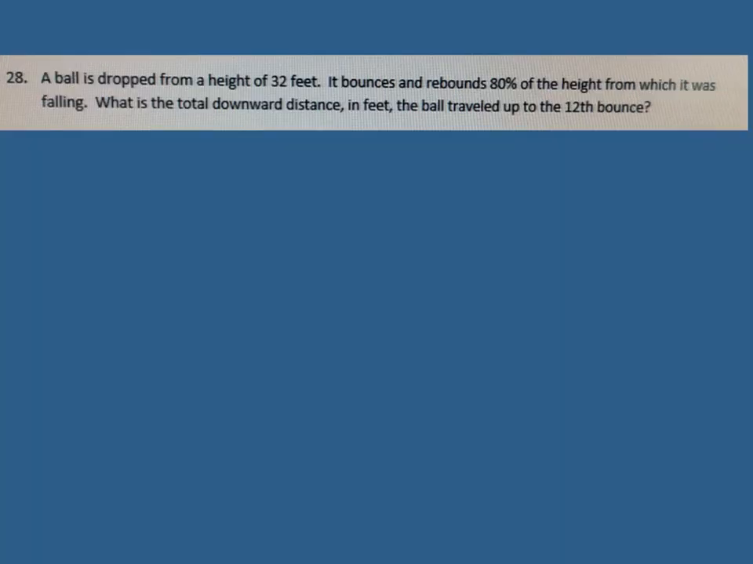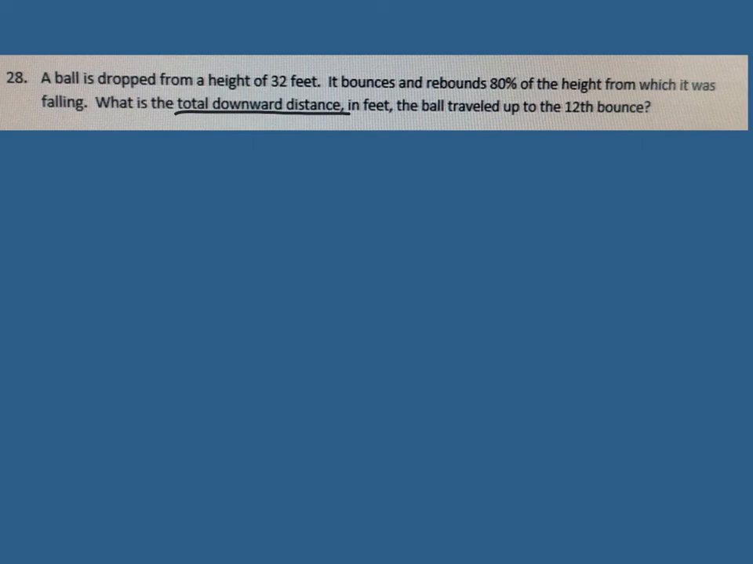Okay, so let's take a look at number 28. And again, I would try it on your own first and then hit play and see how you did. Okay, a ball is dropped from a height of 32 feet. It bounces and rebounds 80% of the height from which it was falling. What is the total downward distance? I'm going to underline that. In feet, the ball traveled up to the 12th bounce.